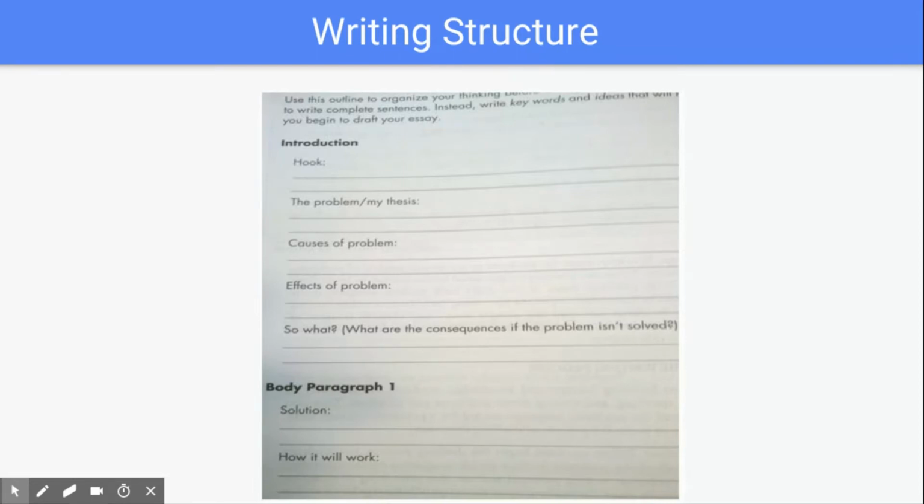And then there are writing structures. Writing frames are basically fill in the blank. Writing structures are outlines that just tell you what should go there, whether it's a hook, as it says here, the problem or the thesis, the solution. You have to create the sentence, but it just tells you what goes there. And again, that's a simple way to differentiate instruction by having less proficient ELLs use writing frames and more proficient ELLs using writing structures.